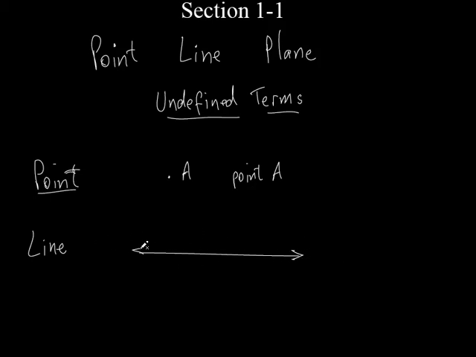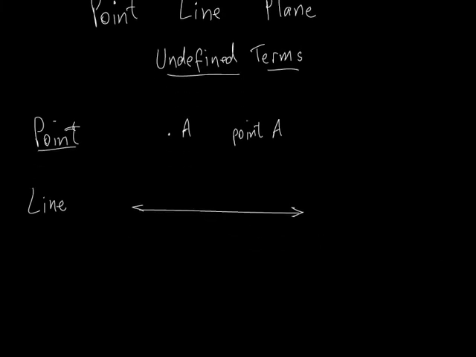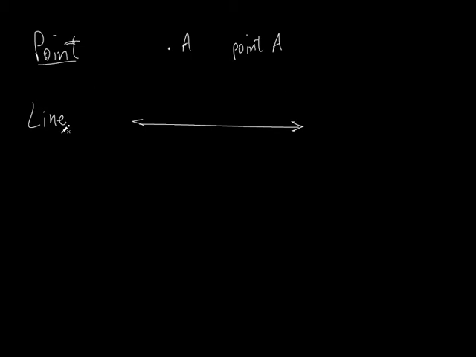And what do the arrows represent, do you think? The line keeps going. That's right. It keeps going in both directions. So that's a line. This is all talking about labeling. We can label this line in a couple different ways. We could just use a lowercase letter. Let's use like an L, a cursive looking L. All right. So we could call it line L.